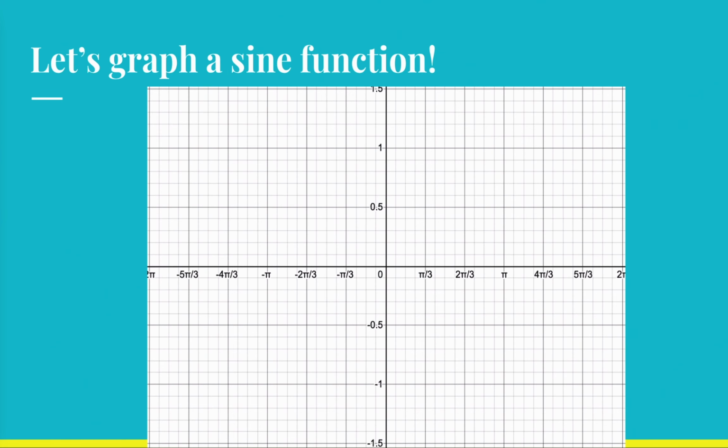So let's graph the sine function. Use your unit circle. So on your unit circle, here our x-axis is in radians. On our unit circle at 0 radians, that is on the positive x-axis, and our point is 1, 0. And remember that the sine is the y-coordinate of that point. So sine of 0 is 0.